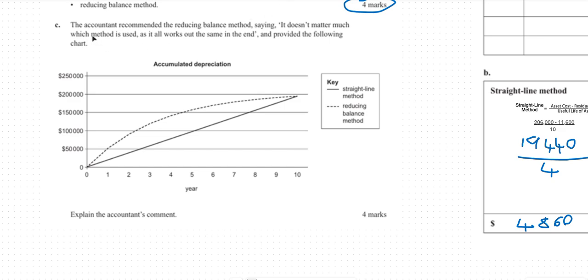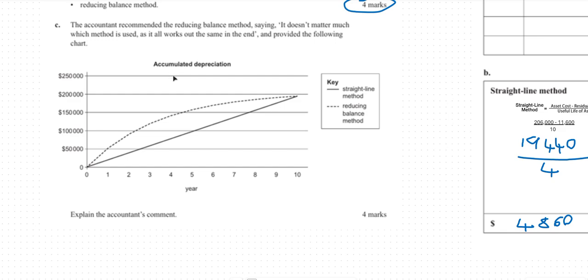Now, let's have a look at part C. The accountant recommended the RB method, saying it doesn't matter which method is used as it all works out the same in the end, and provides the following chart. Explain the accountant's comment. So it's given us a key here, and that's why they call it a straight line. It's a straight line in terms of the fact that we allocate the same amount of depreciation each year. And so often graphs like this, it'll reflect the carrying value.